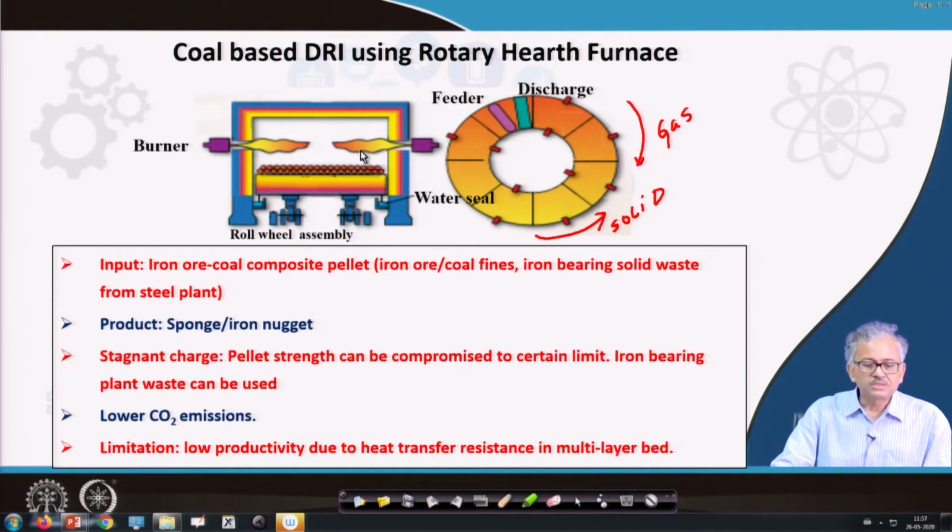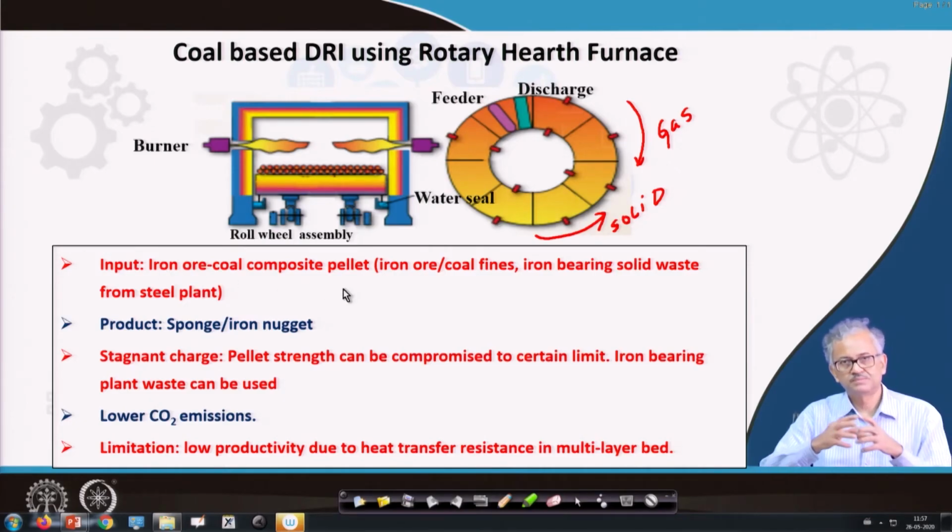So, it is the cross sectional view, you can see this is the burner and that is the hearth. And what is the feed material input? Input is basically the iron ore coal composite pellets or the briquettes, you can use it. Basically here you take iron ore fines directly, and coal fines or any iron bearing solid waste fines, and the coal fines can be any kind of coal, non-coking coal, and then you agglomerate them.